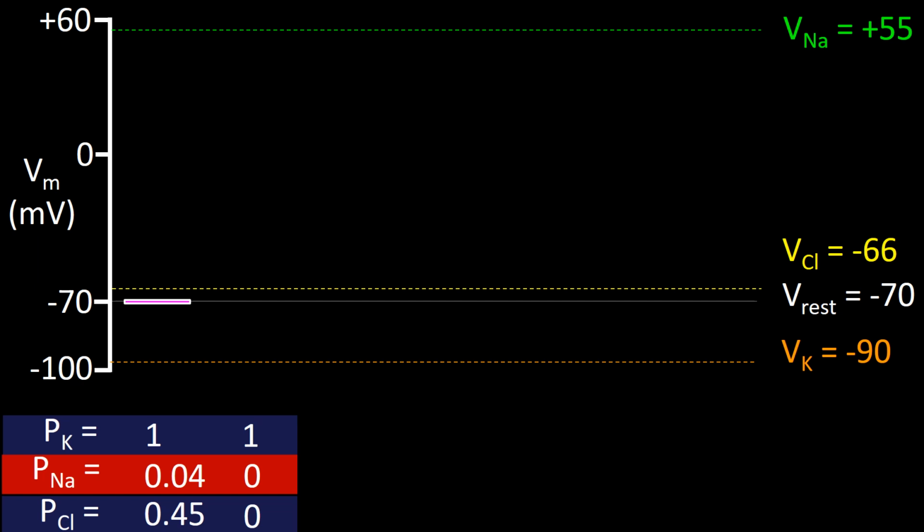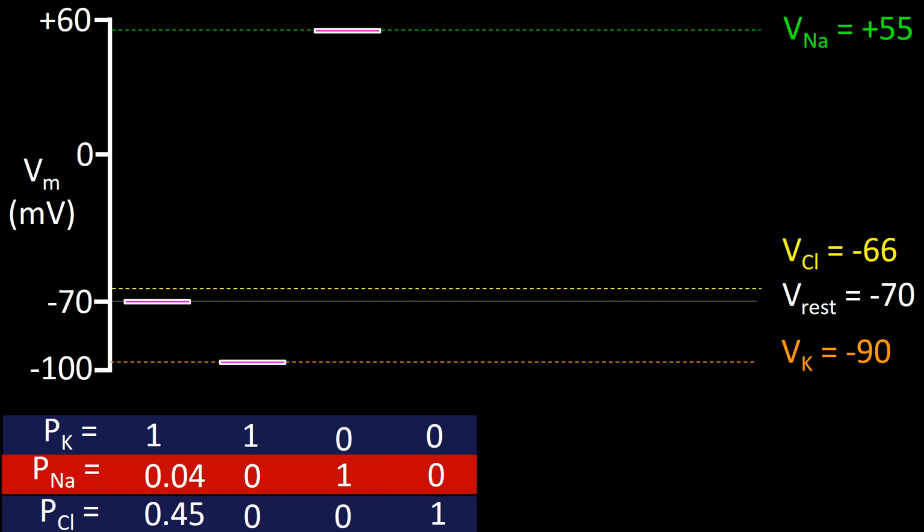In the case that only potassium channels are open, the membrane potential would be at the Nernst point of potassium. If only sodium channels are open, the membrane potential will be at the sodium Nernst potential, that is at positive 55. If only chloride channels are open, then the membrane potential will be at the Nernst point of chloride.